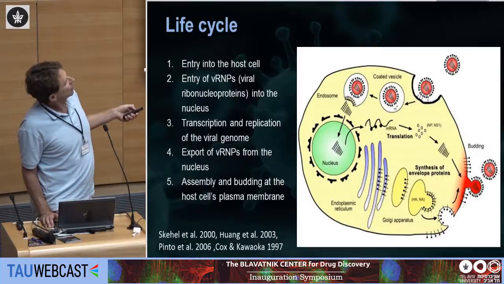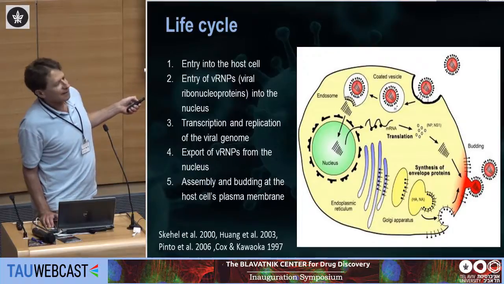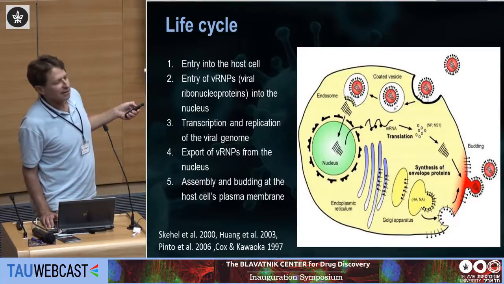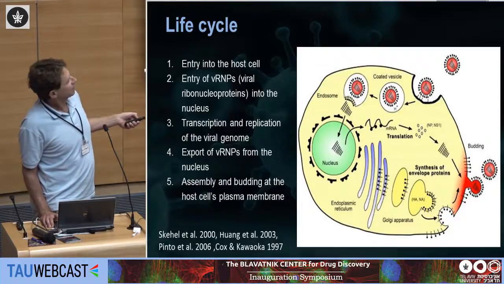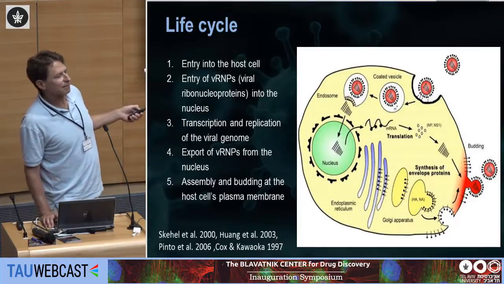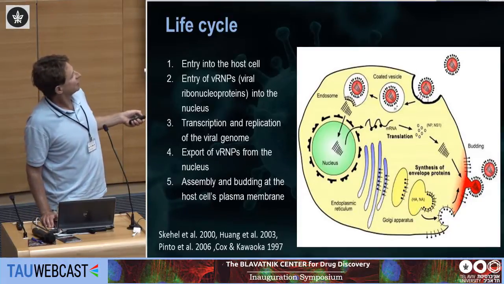The M2 channel is important for acidification of the virus in this stage, as well as in prevention of premature conformational change in the hemagglutinin at this stage.